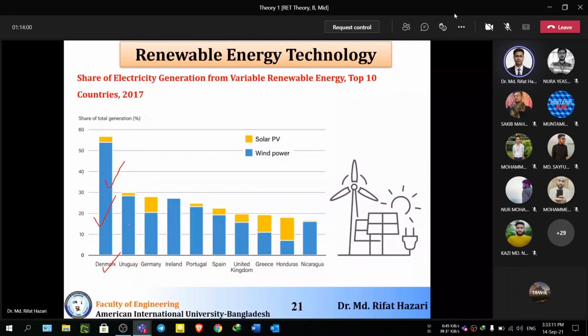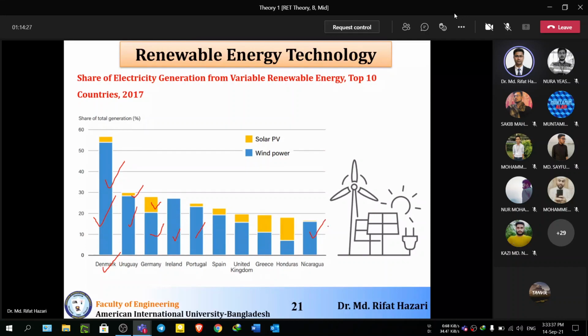And Uruguay also has a lot of wind turbines compared to solar. Germany has a lot of wind turbines, and also solar. Ireland is also dominating in the wind turbine market, and they have a very flat line for the PV system. Portugal also, in Europe, they have a lot of wind turbines. And Honduras has less wind turbine compared to PV system. And Nicaragua has a lot of wind turbines.